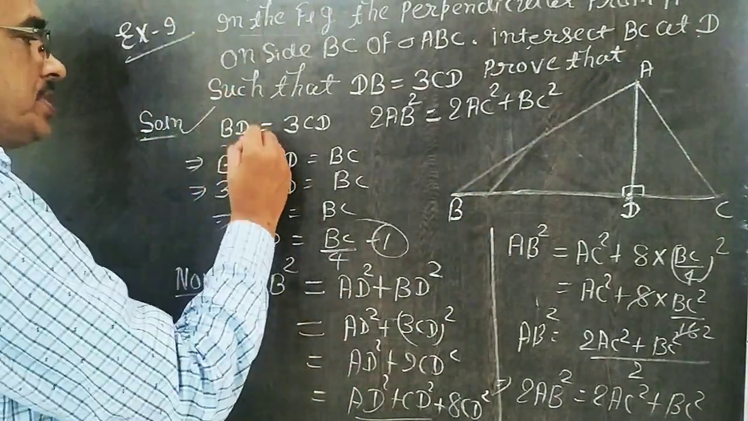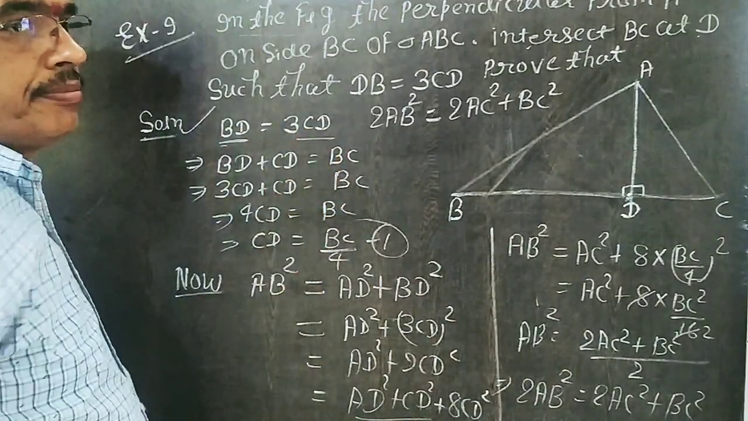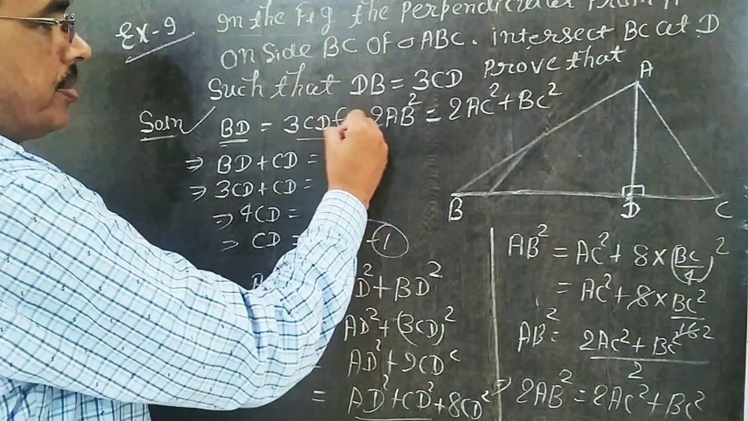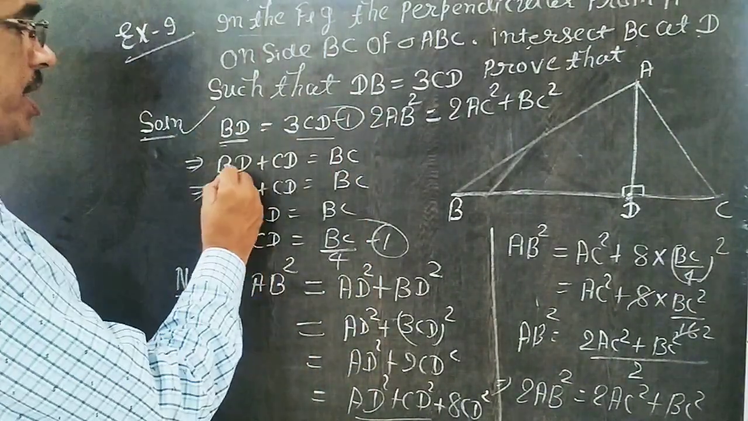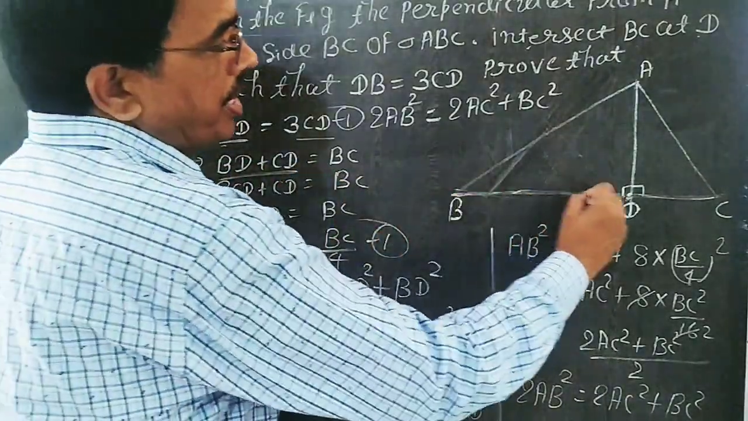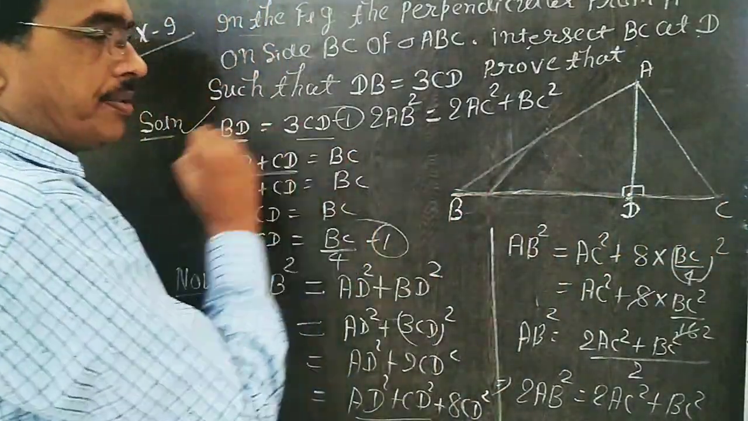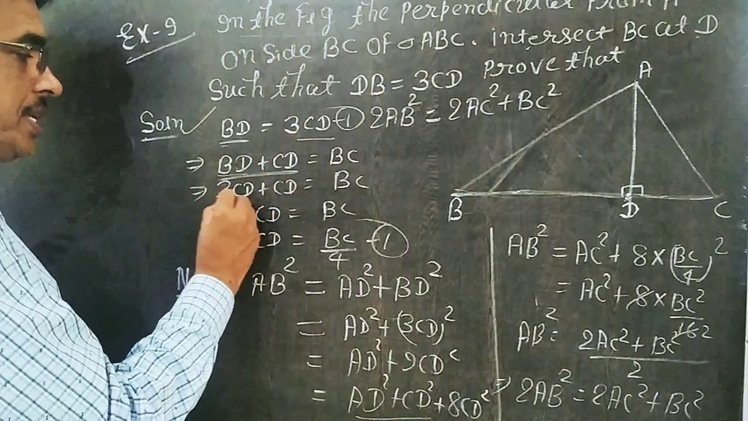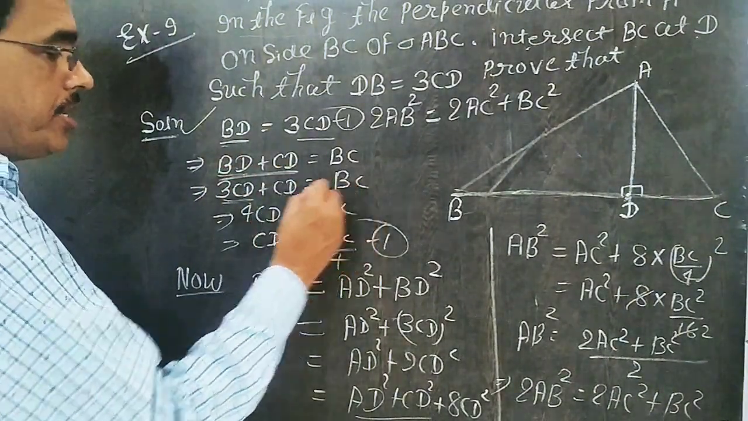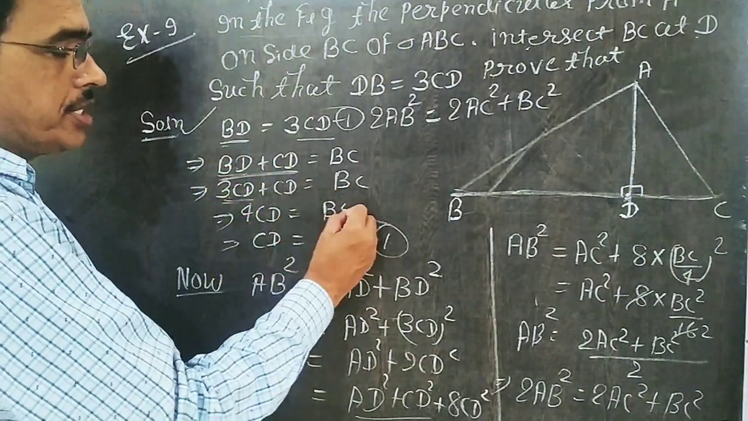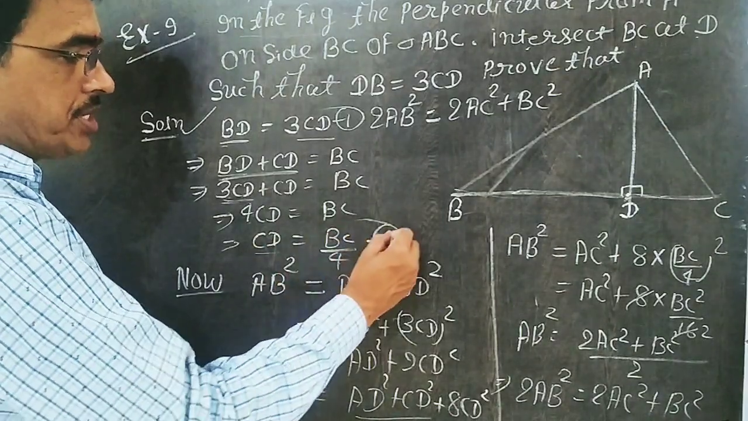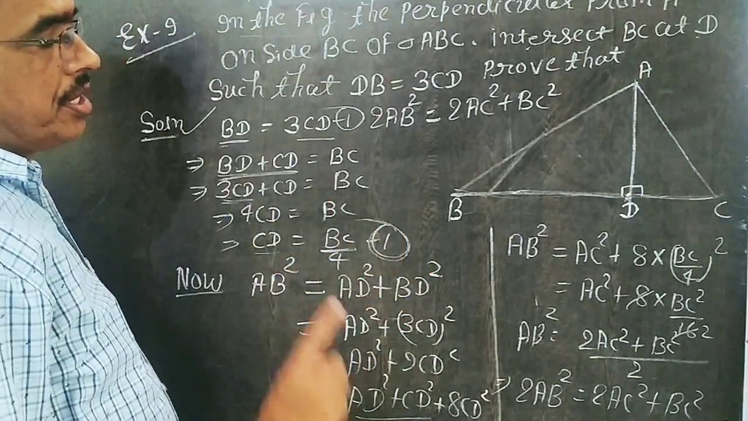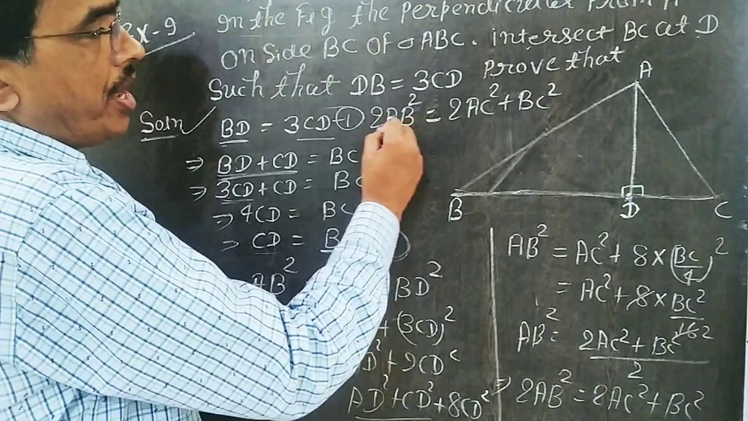So dear student, first I write BD is equal to 3CD, it is given. Next, BD plus CD is BC. Write the value of BD, that is 3CD plus CD, that is 4CD is equal to BC. So CD is equal to BC by 4. Write this as an equation first. Now your question is to find the AB square.